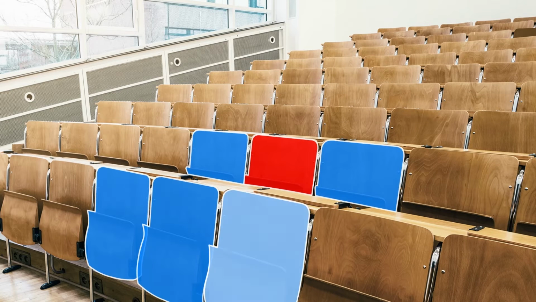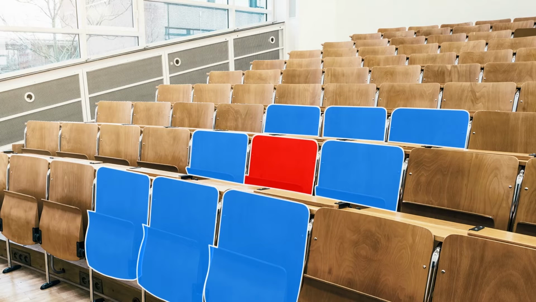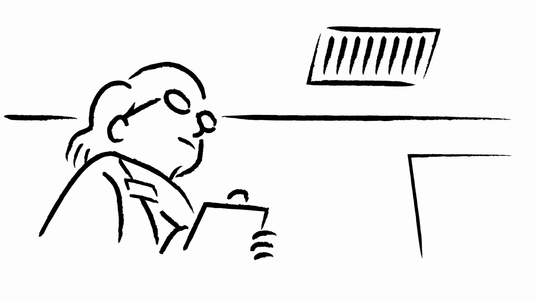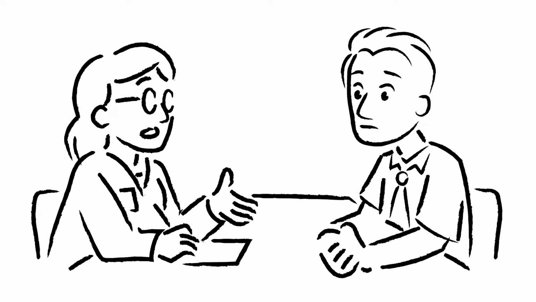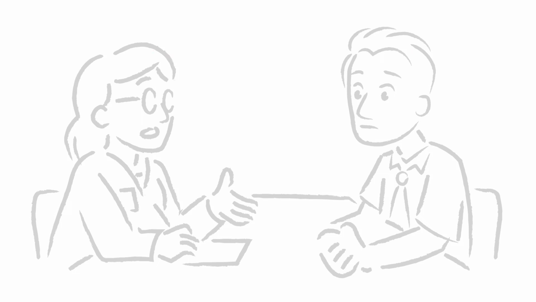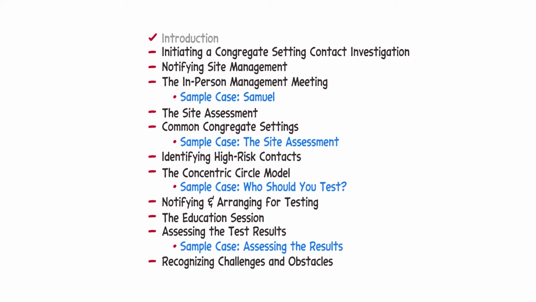As you might imagine, these investigations can often lead to the identification of a large number of individuals who were potentially exposed. These investigations must therefore be conducted wisely to avoid unnecessary testing of those who are at no risk for transmission. They require a thorough understanding of infectiousness and transmission. They also require skill and professionalism in dealing with site management personnel and sensitive issues such as patient confidentiality. With that in mind, let's look at the key steps that many programs use to ensure successful outcomes when conducting congregate setting contact investigations. Initiating a congregate setting contact investigation.